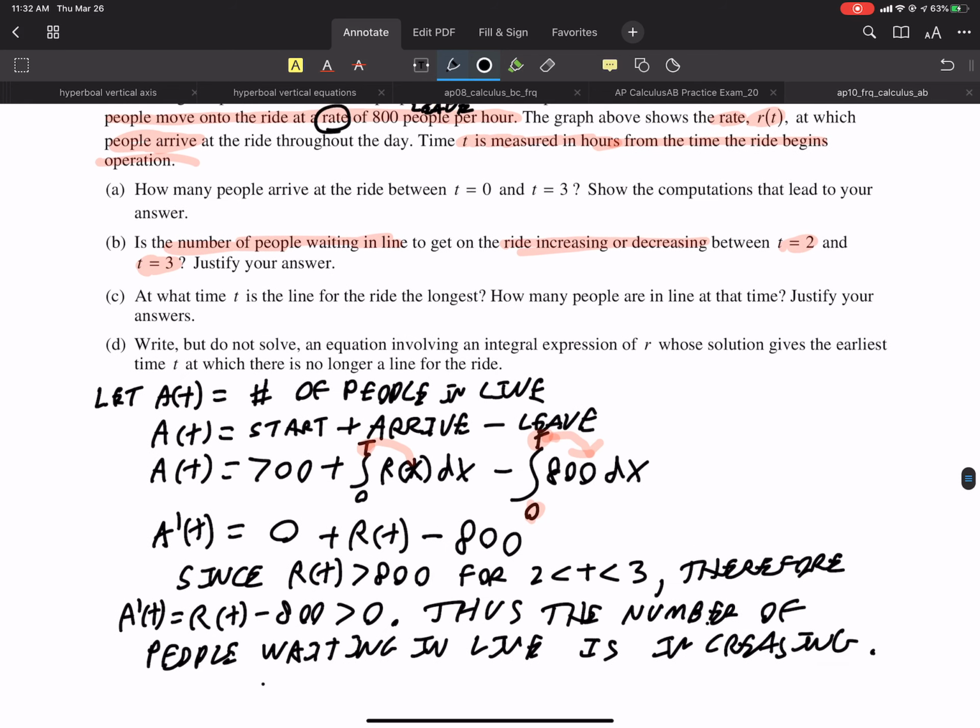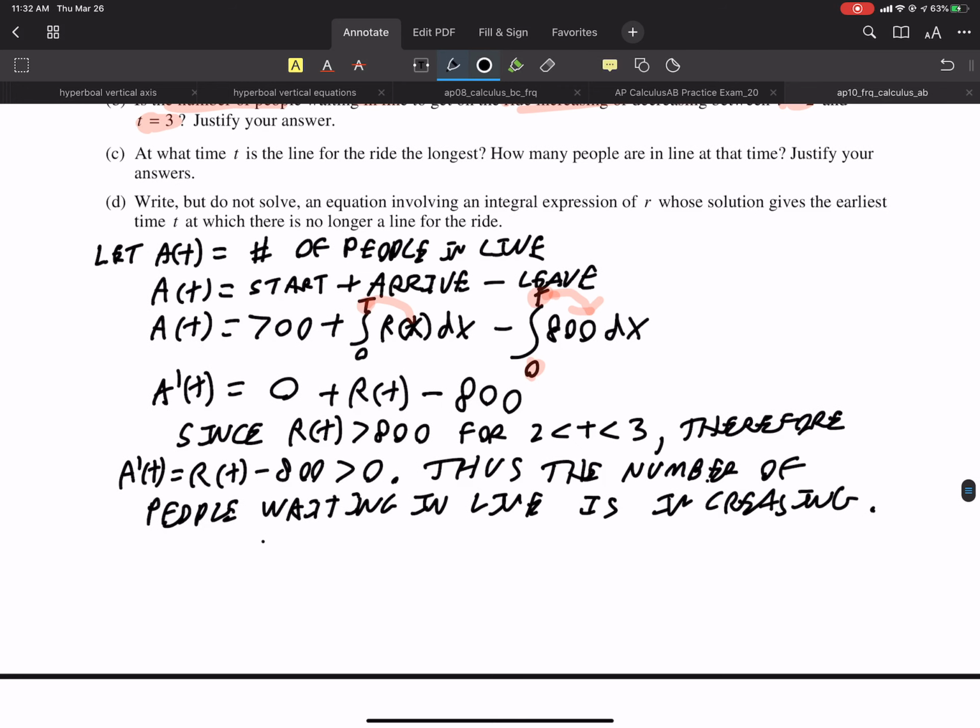So we've covered B. Now another way to think of this, again, all of this up here technically is not necessary. The rate of people in line, you could just say it's the rate of arrival minus the rate of leaving. And logically, if the rate of people arriving is greater than the rate of people leaving, your line's going to get longer. So logically, that makes sense also. But let's go to part C. You want the longest line, but that's another word for the maximum number of people in line.